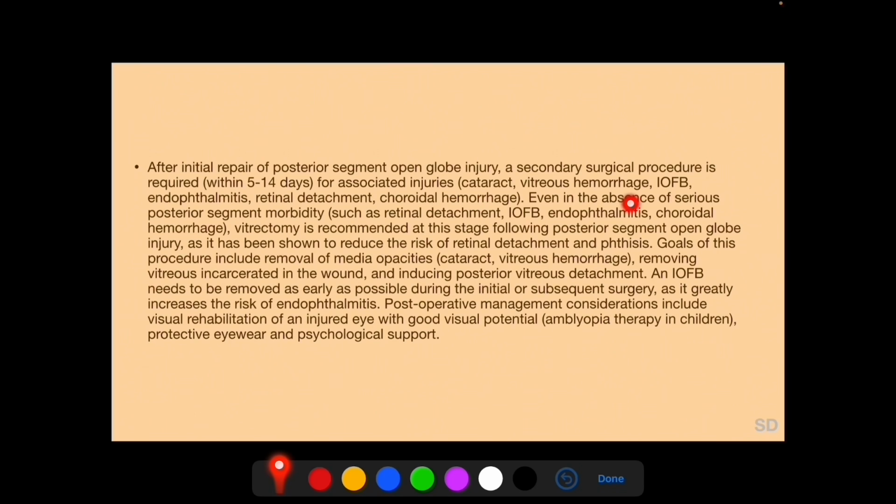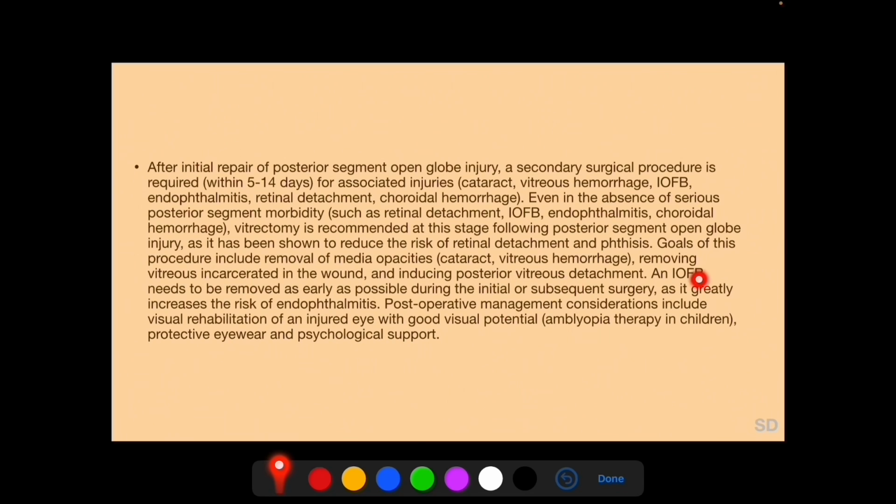Even in the absence of a serious posterior segment morbidity such as retinal detachment, intraocular foreign body, endophthalmitis, or choroidal hemorrhage, vitrectomy is recommended at this stage following a posterior segment open globe injury, as it has been shown to reduce the risk of retinal detachment and phthisis. Goals of this procedure include removal of media opacities, removing vitreous incarcerated in the wound, and inducing a posterior vitreous detachment.